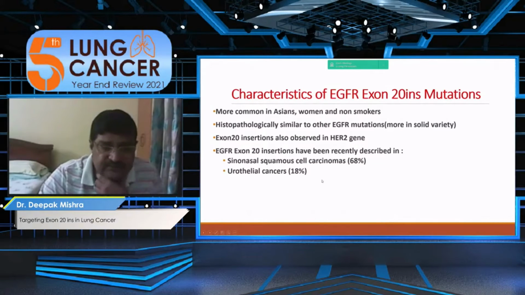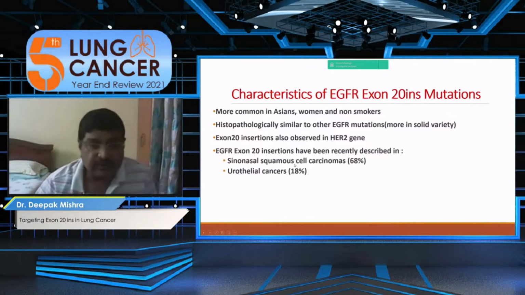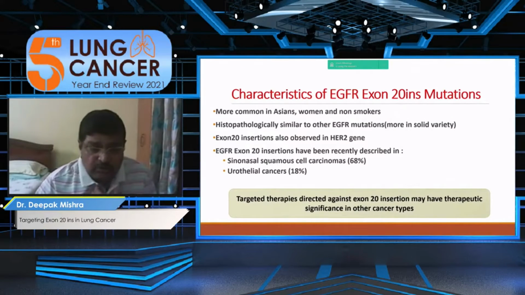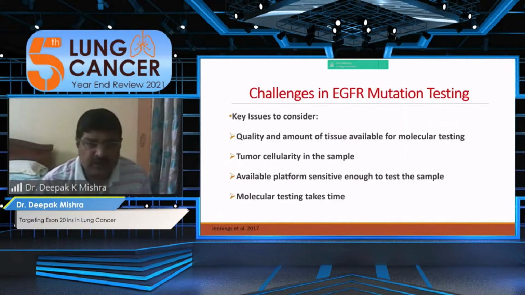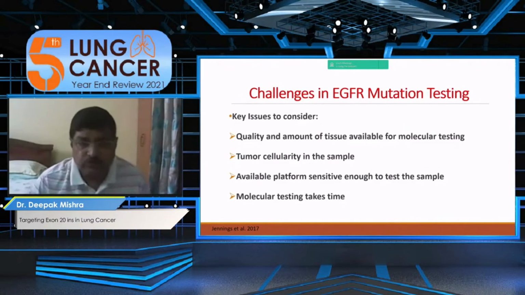And recently, it has been seen that this exon 20 insertion mutation is also seen in a significant proportion of sinonasal squamous cell carcinomas, as well as urothelial cancers. So medical oncologists, clinical oncologists have started requesting EGFR mutation testing in these malignancies as well. So there are targeted therapies which are directed against exon 20 insertions, which may have therapeutic significance in other cancer types as well.